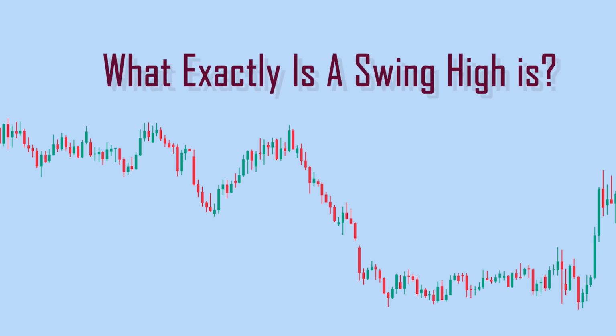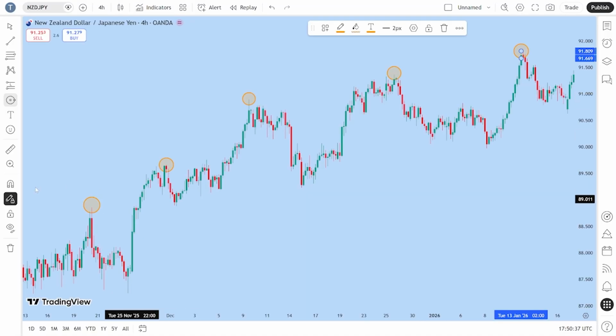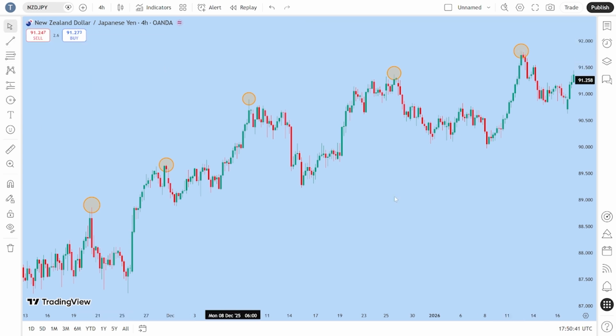What exactly is a swing high? A swing high is not just any high in the market. A swing high is a point where price moves up, creates a peak, and then moves back down. In simple terms, it's a high that gets rejected. Price climbs, reaches a top, and then gets pushed down. Think of it like a hill. Price goes up the hill, reaches the top, and comes back down.